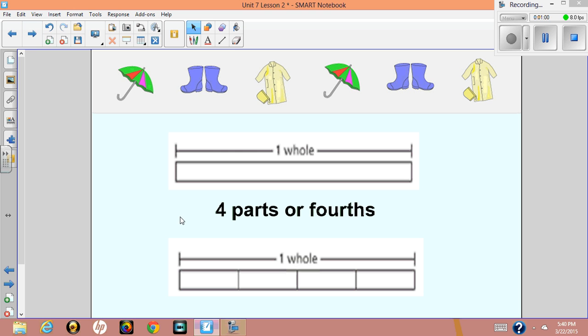Here is our bar that represents one whole. Now, we've taken the whole and we've divided it into 4 equal parts. 1, 2, 3, 4. One of the key phrases you will hear is that they are divided into equal parts. Must be equal to be a fraction.